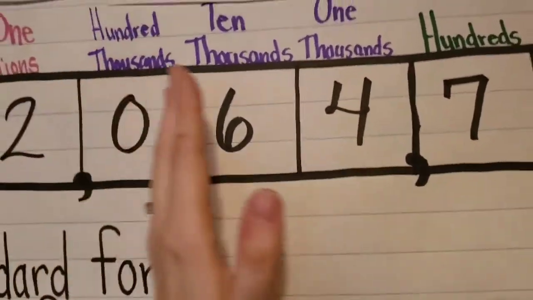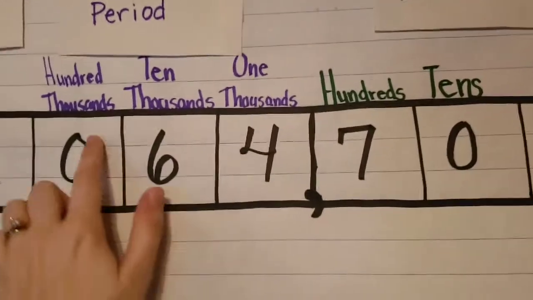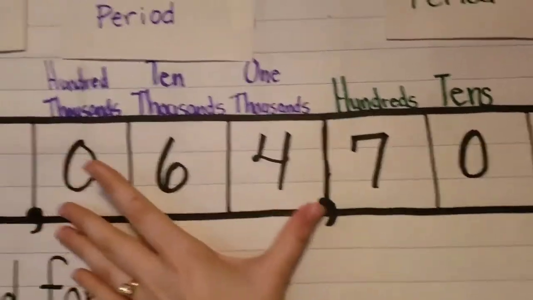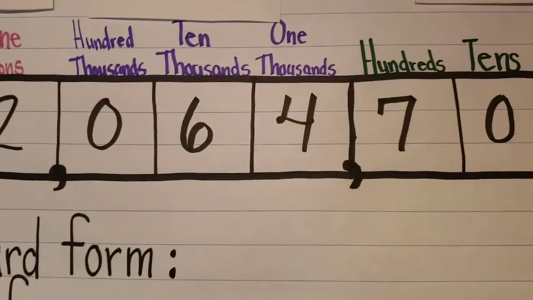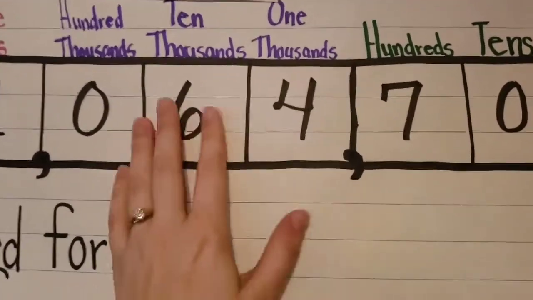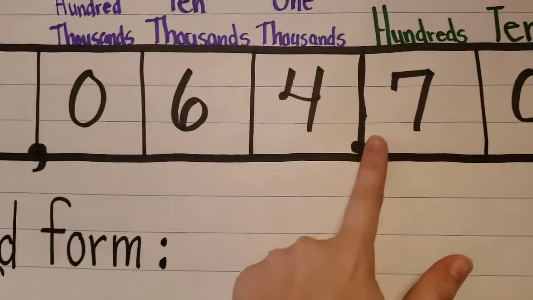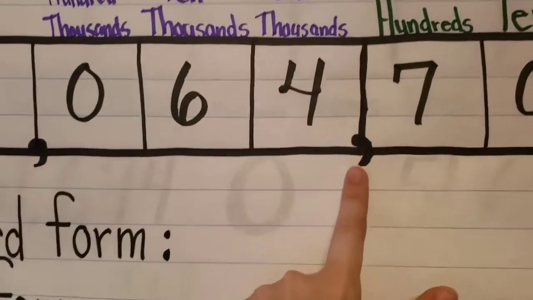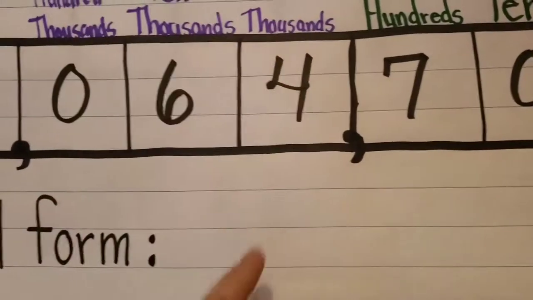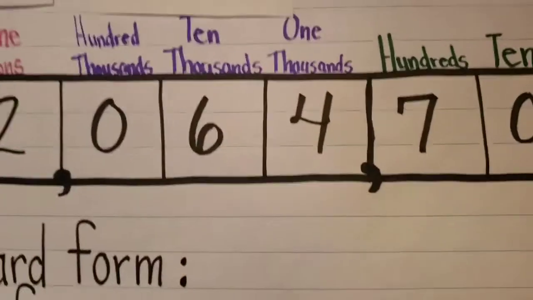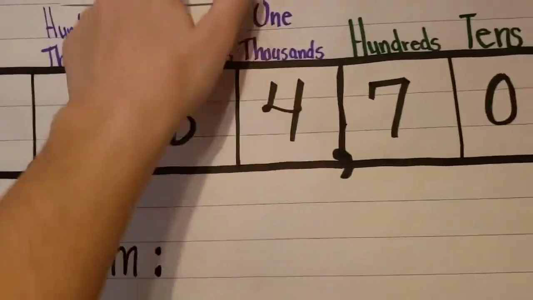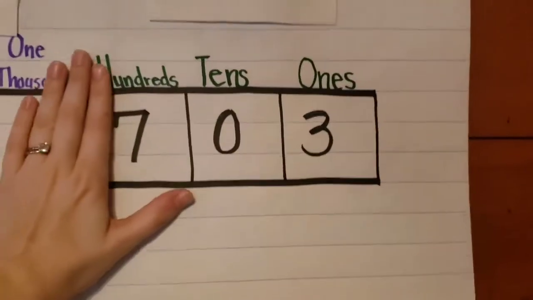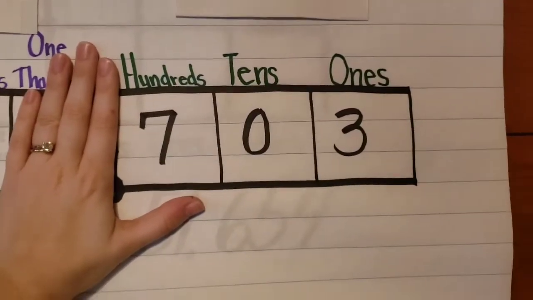So now I'm going to go on to my thousands period. I don't have any 100,000. So when I look in the thousands period, I just see this number 64. So when I go to read the thousands period, I'm just going to read that number 64. And then this comma tells me that's the separation of the periods. And this is a thousands period, so I have 64 thousands. So far I have 2,064,000.